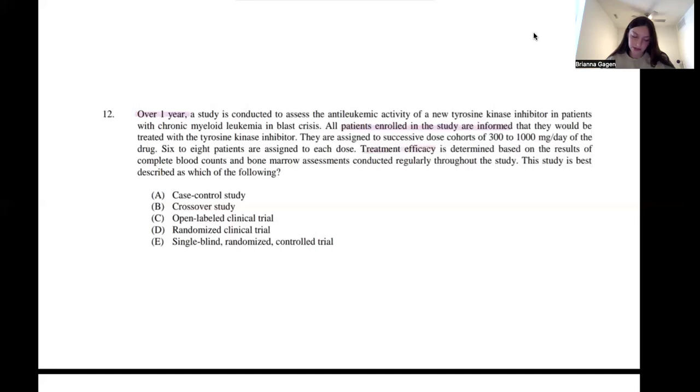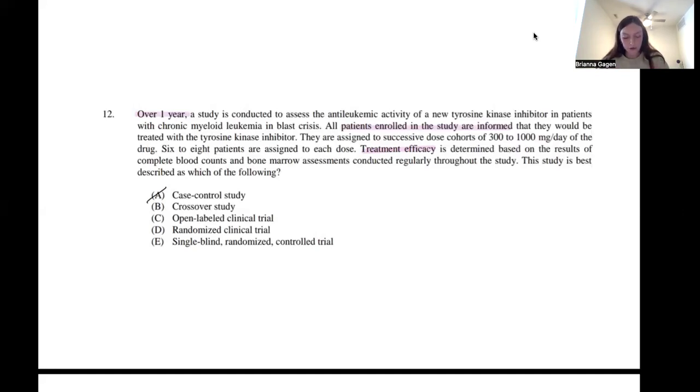Okay, so let's go ahead and go down to the answer choices. A case control study, I mean, it says it in the name. There are patients that are in a case group and a control group. We can already see that in this question stem, there is not a control group. All of the groups get the treatment, just in different successive dosages. So we can go ahead and cross out case control study because there is no control in this study. Crossover study, we'll skip that one for now.